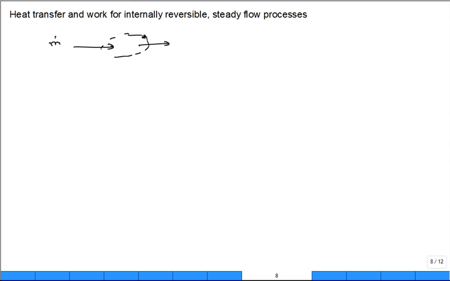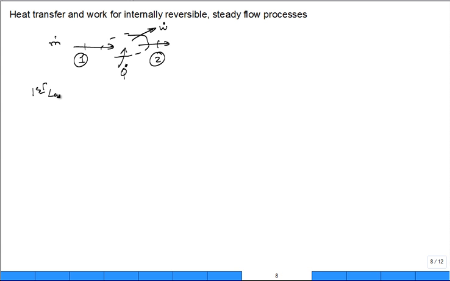You can have some power, W dot, being developed. We'll stay with that sign convention. And the sign convention is Q dot in. We have state 1 on the inlet and state 2 on the exit. We could talk about the typical enthalpy, entropy on those inlet and exits. Let's write the first law.